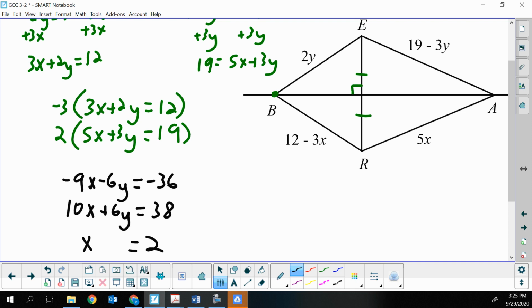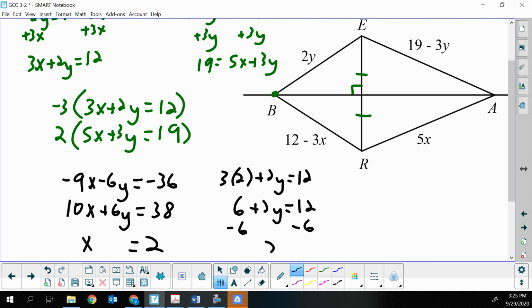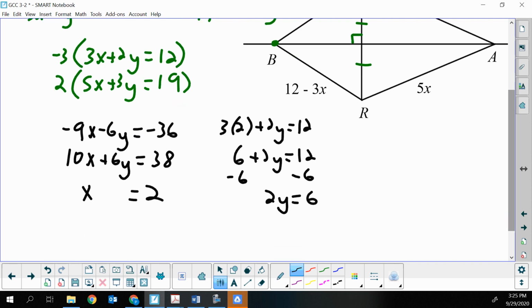Let's sub back in to find y. One of the things we had was that 3x plus 2y is 12. So 3 times 2 plus 2y equals 12. That's 6 plus 2y equals 12. Subtract the 6, and we get 2y equals 6. Or in other words, y is equal to 3.